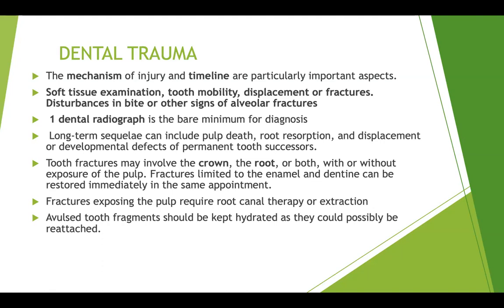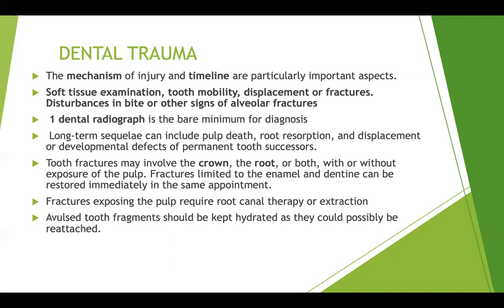Displacement or fractures, you have to observe the fractures very carefully, because sometimes it's not through and through. What it means is that you're not going to see a full radiolucent line on the x-ray. So you have to really examine the x-ray and maybe even get two different angles. That sometimes helps me. Disturbances in bite or other signs of alveolar fractures also have to be examined. You at least need one dental radiograph for the diagnosis. If a child comes in, you have to try to take at least that one dental radiograph to really know what is going on, because it could be much more complicated than what you see in the patient's mouth.